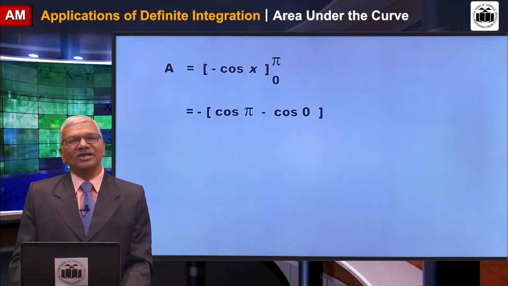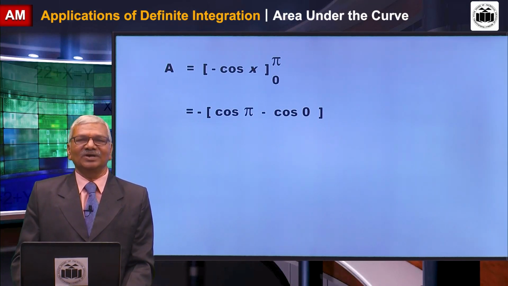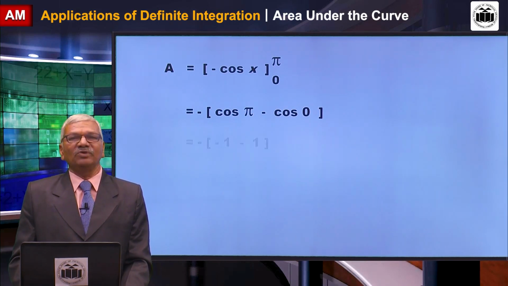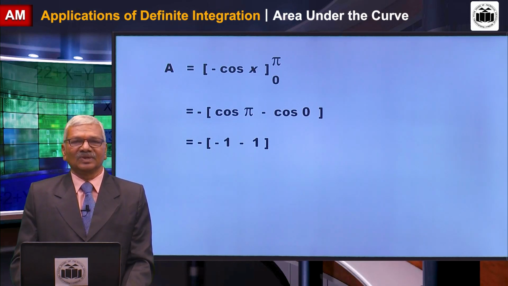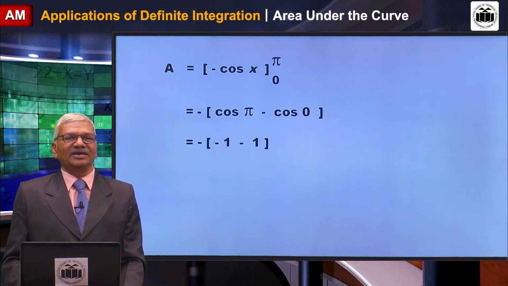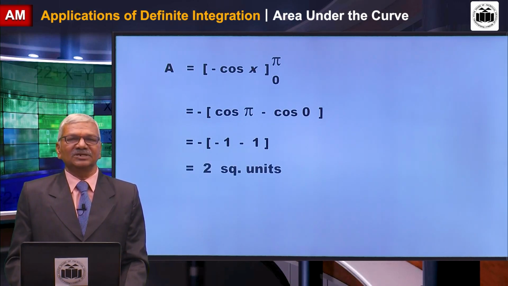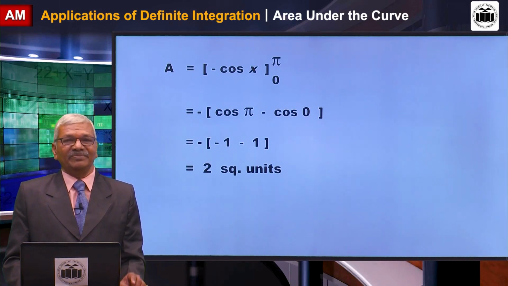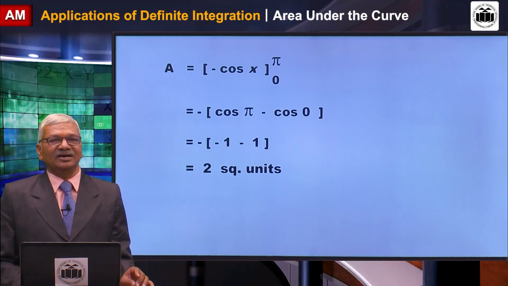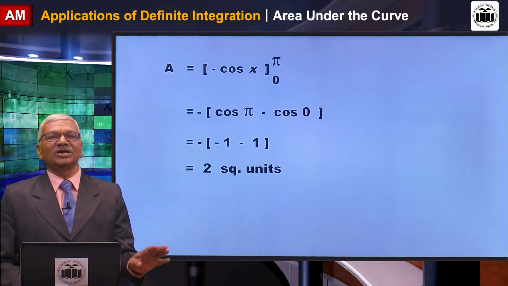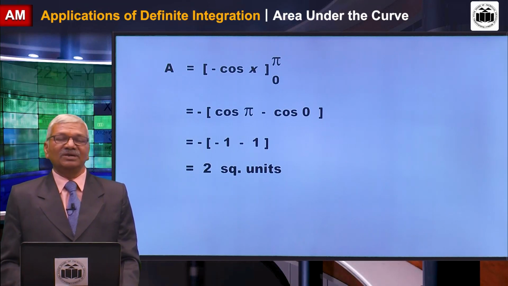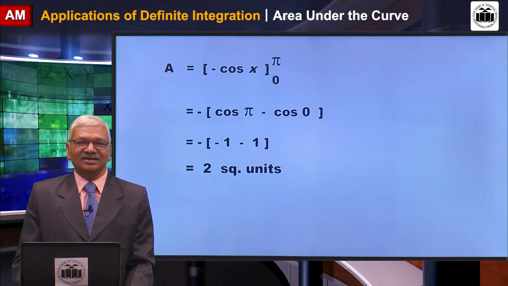Can you tell me what is the value of cos of pi? Very good, minus 1. And cos of 0? Plus 1, good. So, putting these values, what will we get? Minus into bracket, minus 1 minus 1. Minus 1 minus 1 is, right, minus 2. And minus minus becomes plus 2. So students, remember, you always commit the mistake here, minus minus plus. You always forget to make it plus. Hence, you are losing 1 mark in examination, though your method is correct. Understand? Okay, remember.